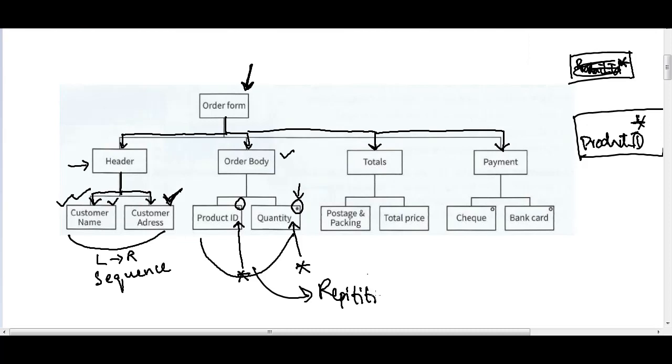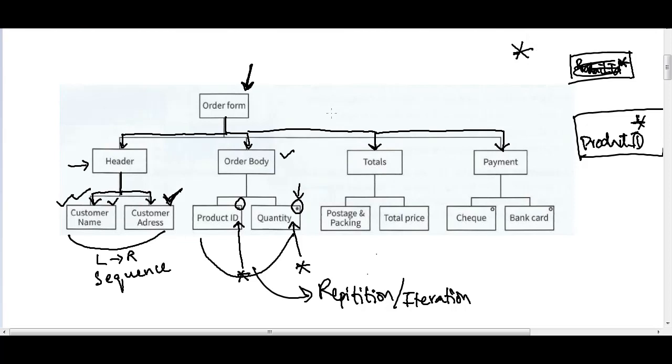repetition or iteration, is shown using an asterisk sign in Jackson structured programming. So the asterisk sign is used to show repetition or iteration.